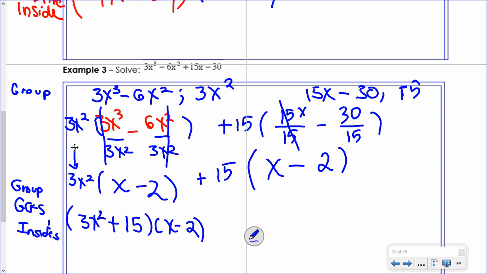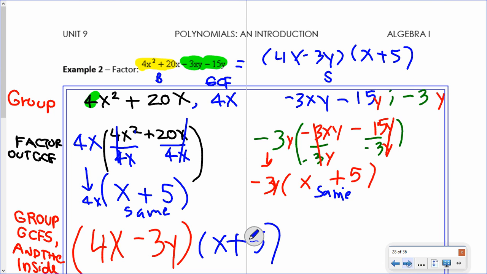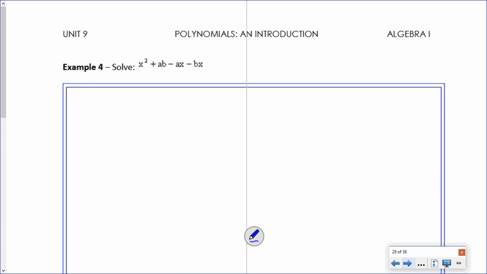All right, so look at this next one. It looks fine. Well, let's group them anyways. So this one's kind of mixed up a little bit, so we're gonna have to rewrite it.